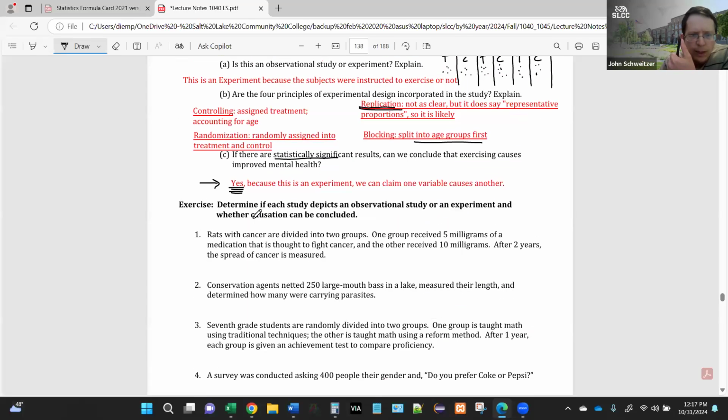So you guys try some of these. Okay, so let's see here. Brock, Delmy, and Devin, you guys do number 1. Haley, Julia, and Killian, you guys do number 2. Lana, Laura, and Noah, you guys do number 3. Fabrita, Polly, you guys do number 4. So read the scenario and then determine if it's an observational study or an experiment. Okay, and then whether causation can be concluded.